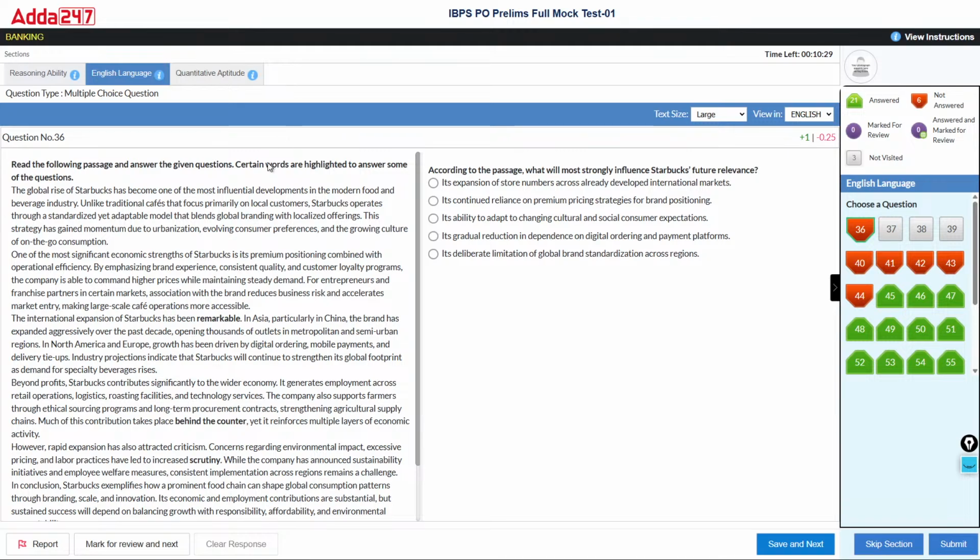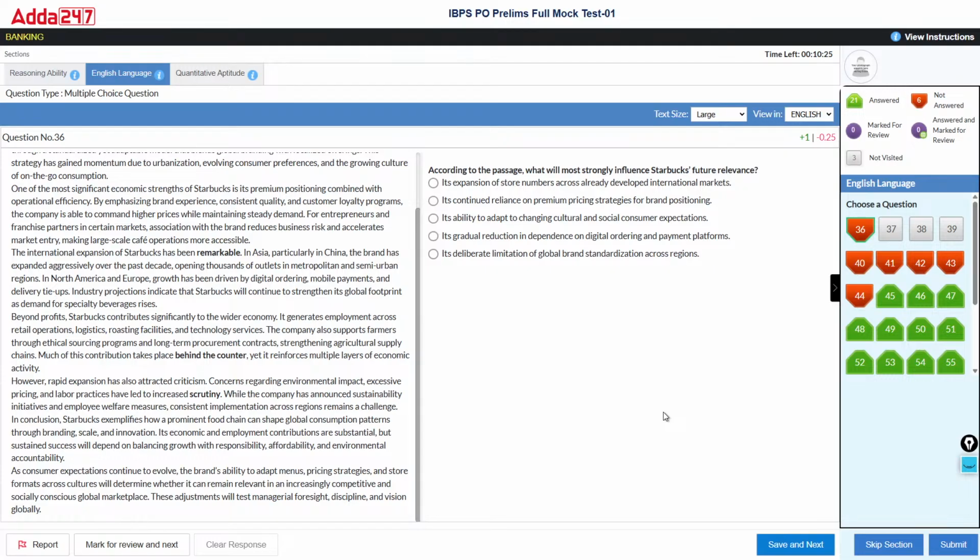Beyond profit, Starbucks contributes significantly to the wider economy. It generates employment across retail operations, logistics, roasting facilities, and technology services. The company also supports farmers through ethical sourcing programs and long-term procurement contracts, strengthening agricultural supply chains. Much of this contribution takes place behind the counter, yet it reinforces multiple layers of economic activity.